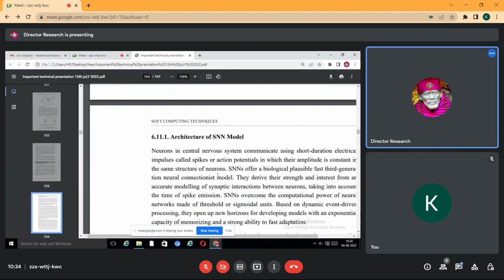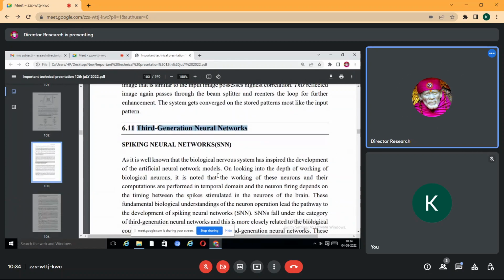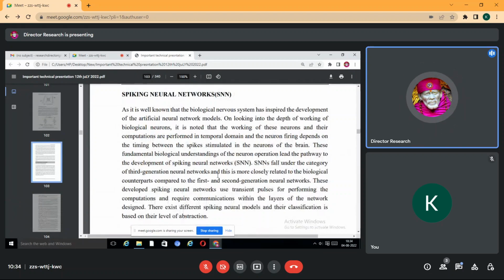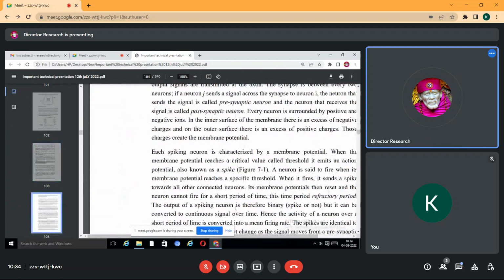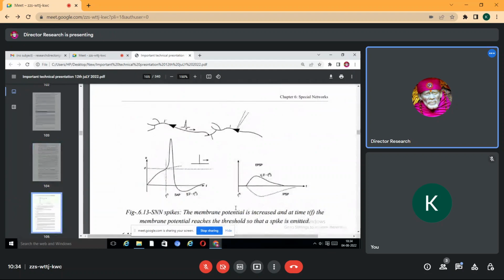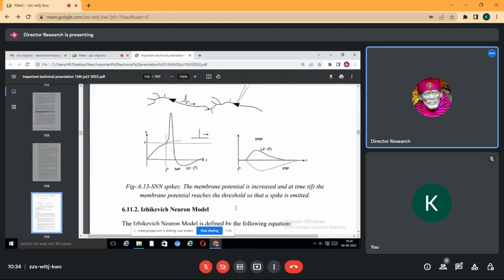Architecture of the spiking neural network. First, observe the diagram. The membrane potential is increased, and when the membrane potential reaches the threshold, a spike is emitted. Just examine the spikes in the diagram. In the diagram you should observe this.